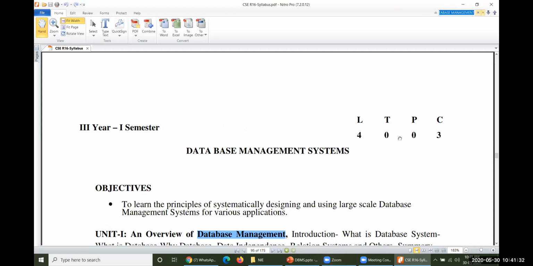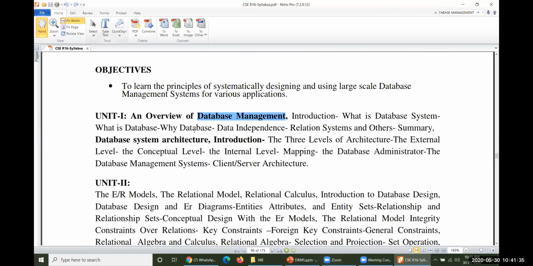Here, if you observe the syllabus, we have completed this much. Mapping has been completed, internal level, conceptual level, and architecture have been completed, and the database administrator and all other users. You have only the database administrator in your syllabus, but I have covered all users. Then only one thing is left over, that is client-server architecture. In addition to client-server, I would like to give you peer-to-peer architecture and other kinds of architecture, which we will discuss in the next class, so that you complete the whole unit one. Probably by this evening, I shall give you the complete unit one material.